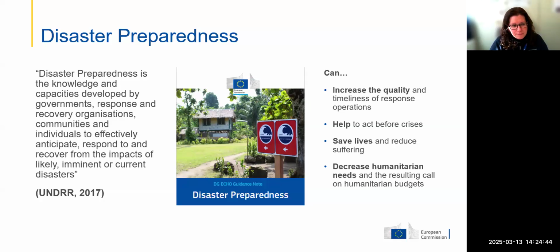Disaster preparedness actions would help to act before a crisis, will save lives of our beneficiaries and communities, and will reduce suffering. And it will decrease, and I think this is a very important point, it will decrease humanitarian needs. And we are in a space now where budgets are shrinking, humanitarian movement and access is also shrinking. So we have to really try to work more in coordination, how to have a sound disaster preparedness strategy, and basically try to respond to humanitarian needs.